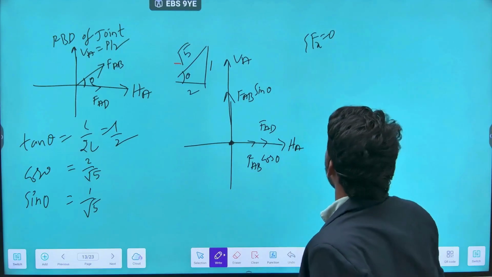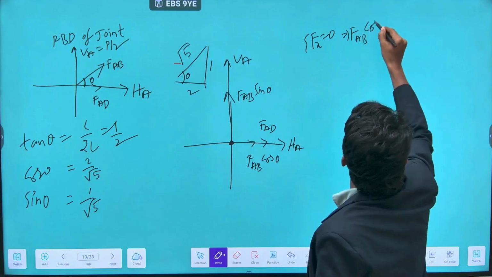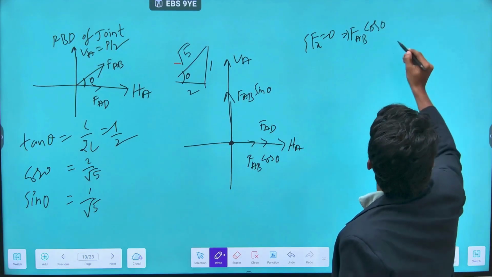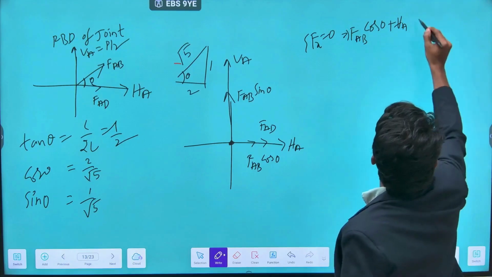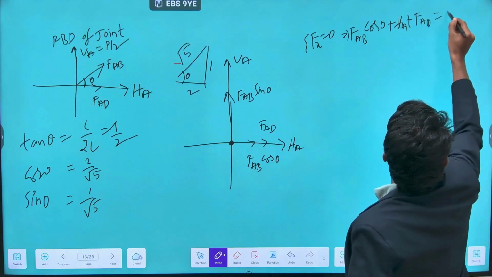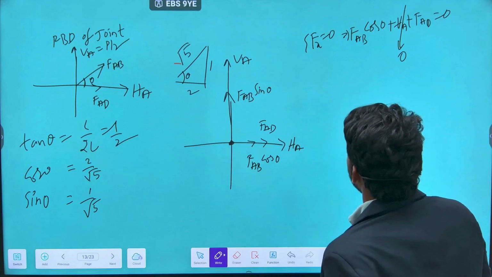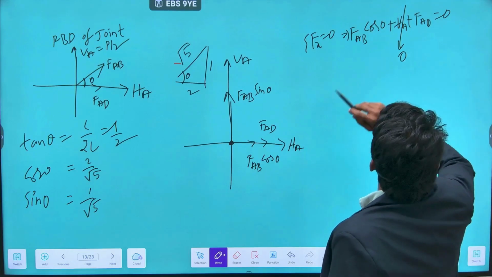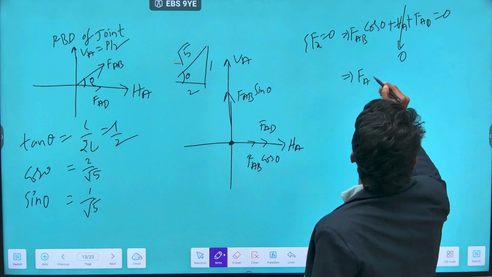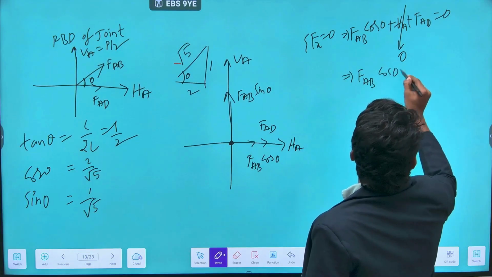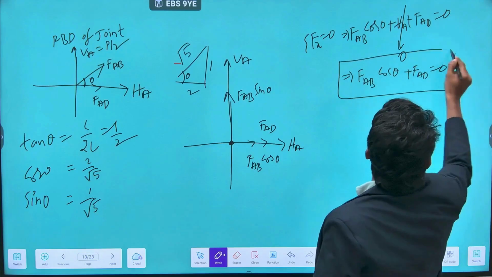Sigma Fx equals 0. So FAB cos theta plus HA, all are in positive x direction, so I am taking them as positive. Then plus FAD equals 0. HA is already 0. We don't know FAD, we don't know FAB also. So let us keep this equation as it is: FAB cos theta plus FAD equals 0.